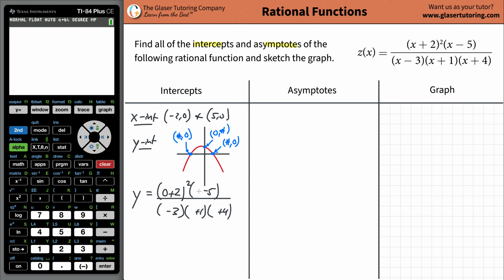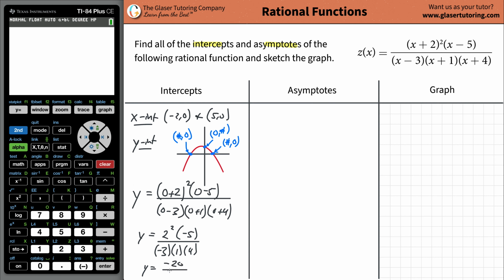If this is 0 and that's 0 and 0 and 0 and 0, you can almost just cancel them fully, right? It's just now going to be y, meaning you don't even need to put it in, right? So it's going to be 2 squared times then negative 5 all over negative 3 times then 1 times then 4. And now we can calculate this, right? 2 squared is going to be 4. 4 times negative 5 is going to be a negative 20. All being then divided by, on the bottom, that's going to work out to be a negative 12.